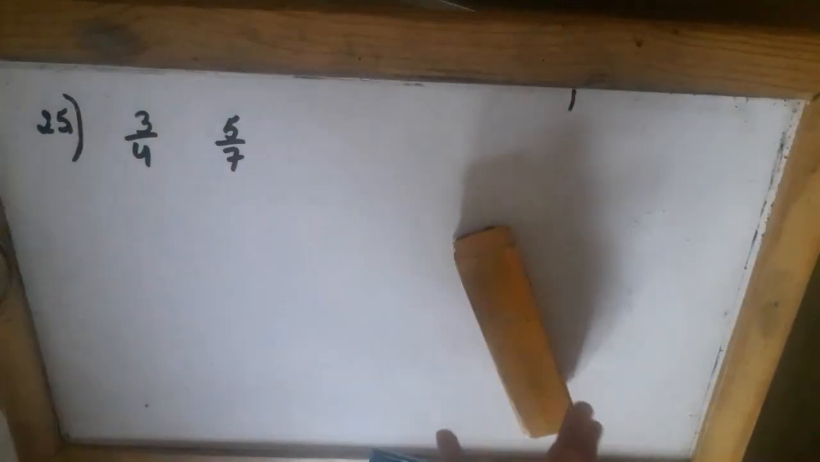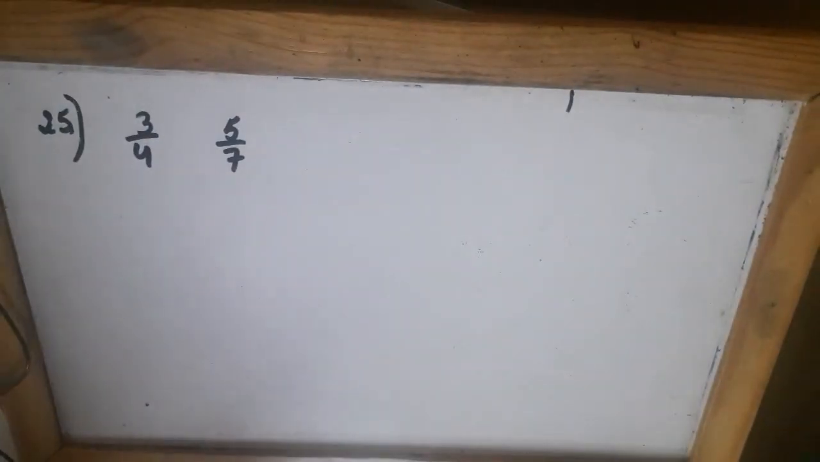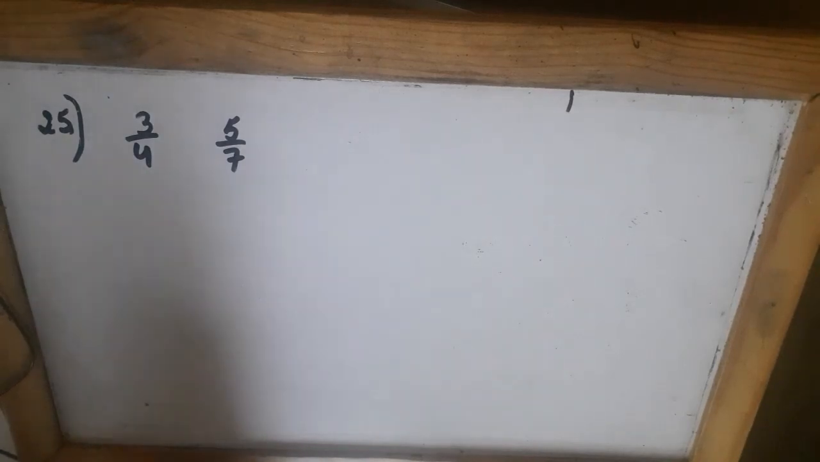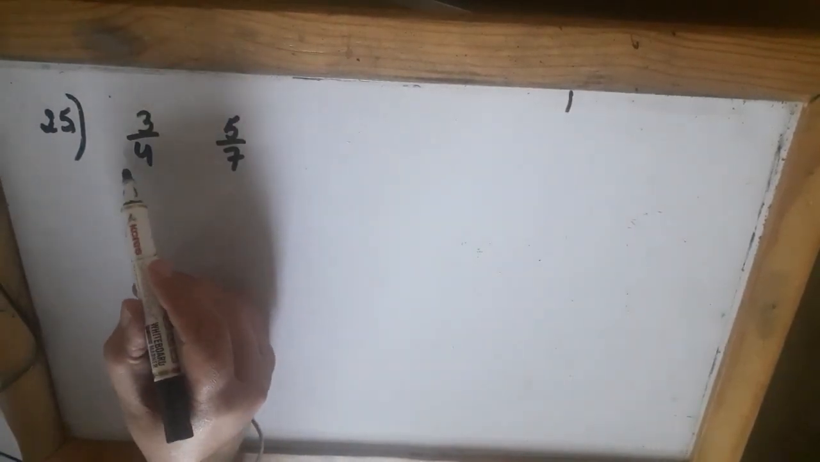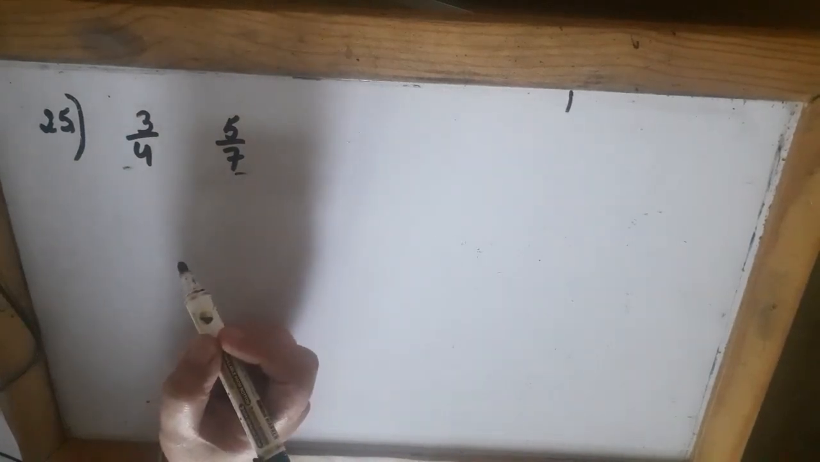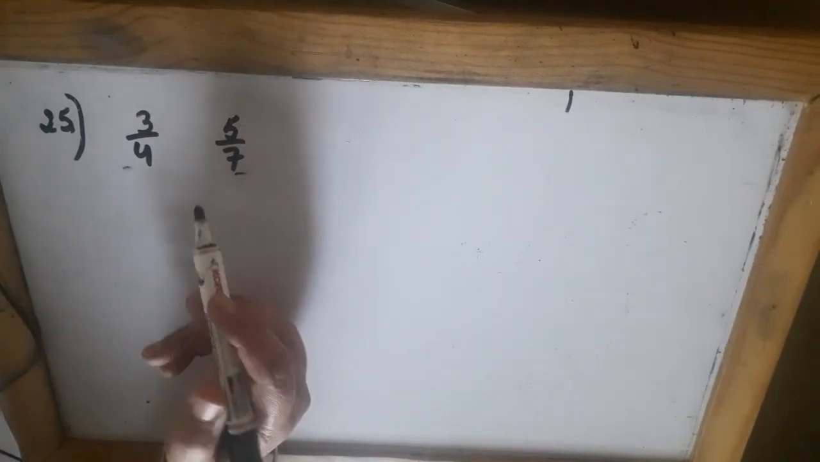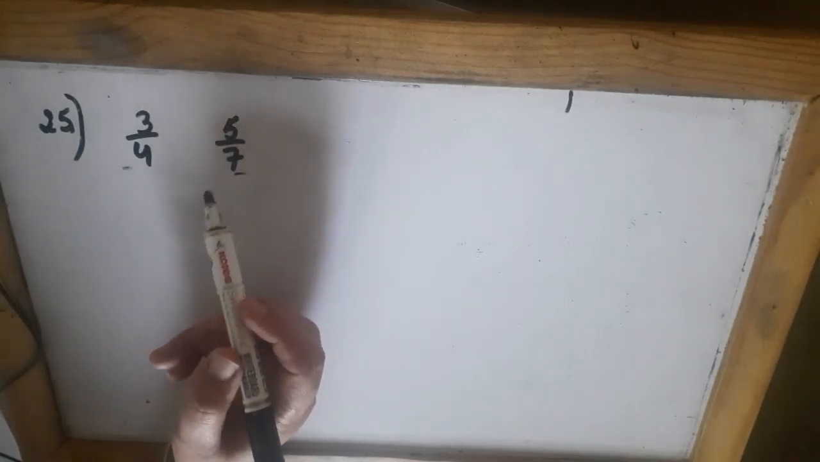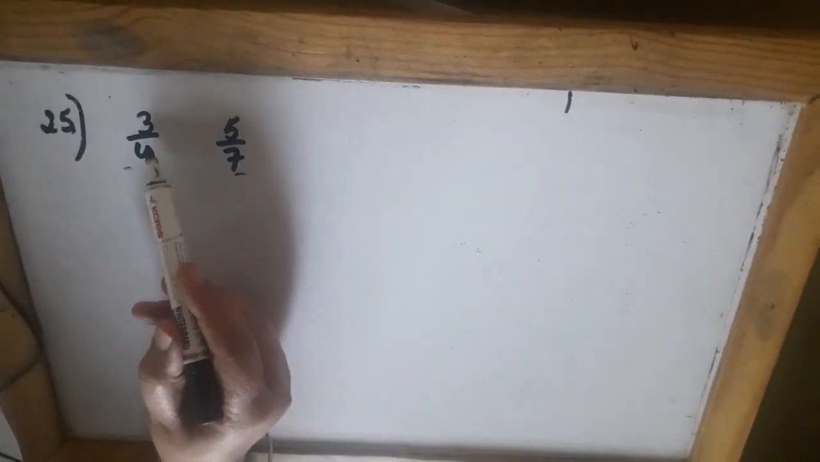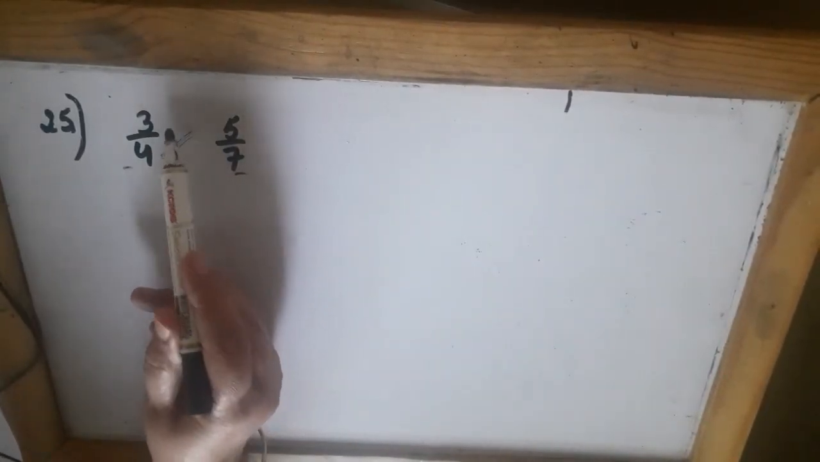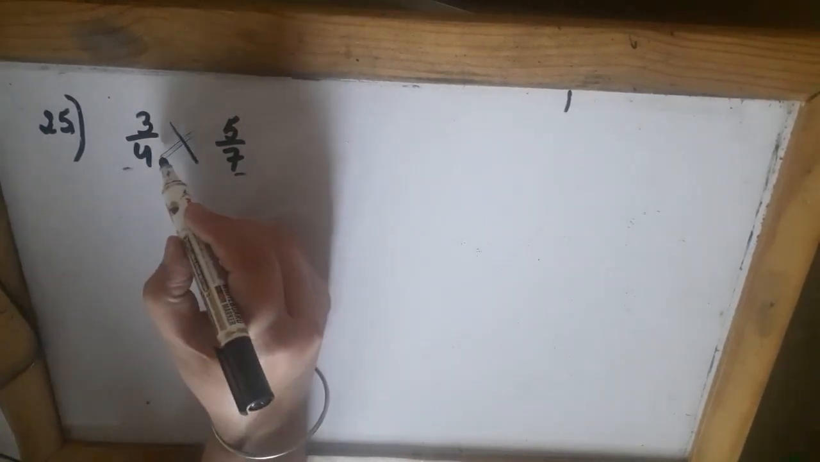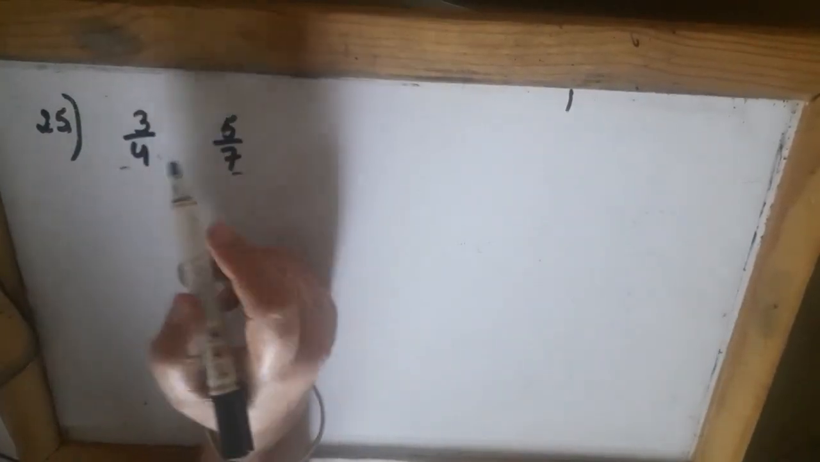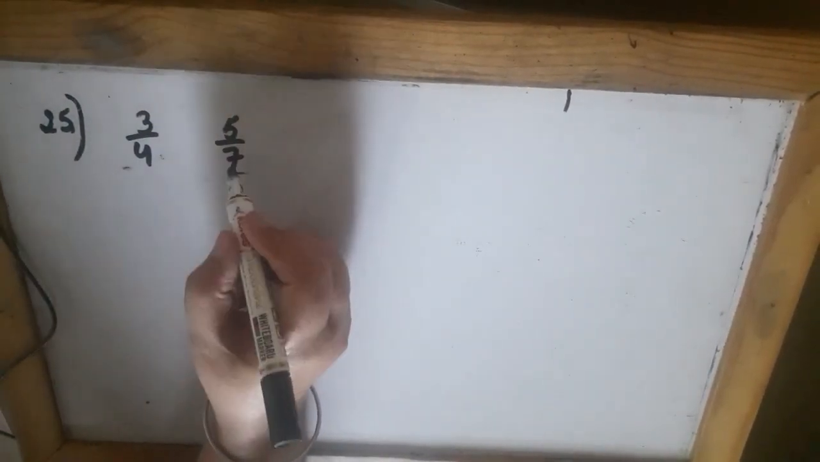Now question number 25. It says of 3 by 4 and 5 by 7, which is greater and by how much. So they have given you two fractions, 3 by 4 and 5 by 7, and they are asking you which is greater. When I have to find out which is greater and which is smaller, I told you two methods. Either you can cross multiply them and get to know which is bigger and which is smaller, or the other method is turning these unlike fractions into like fractions.